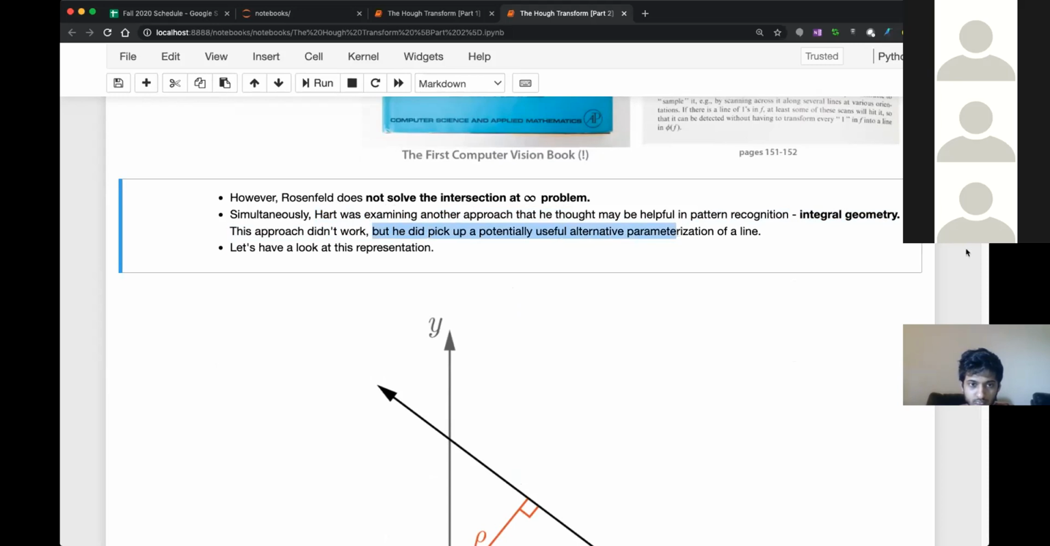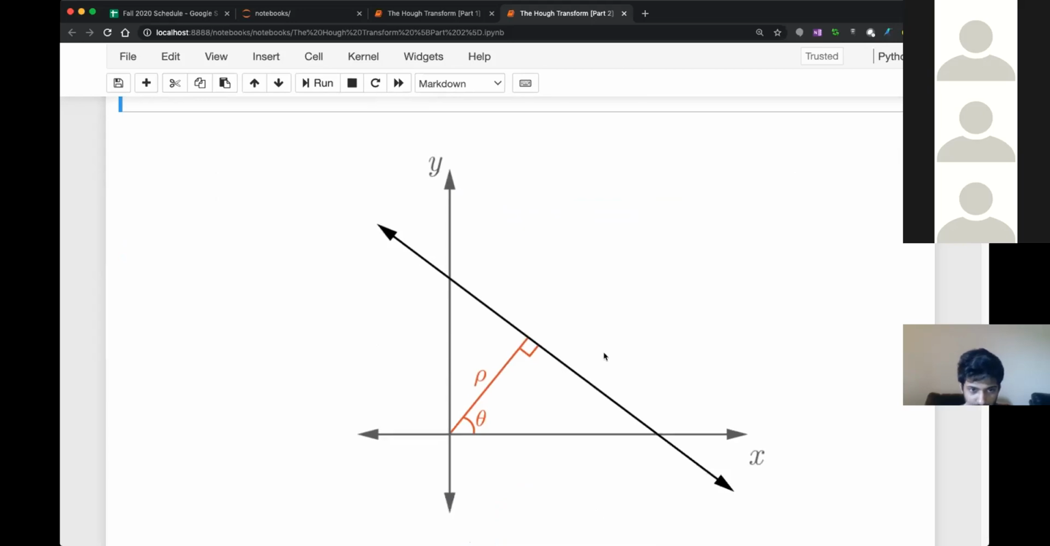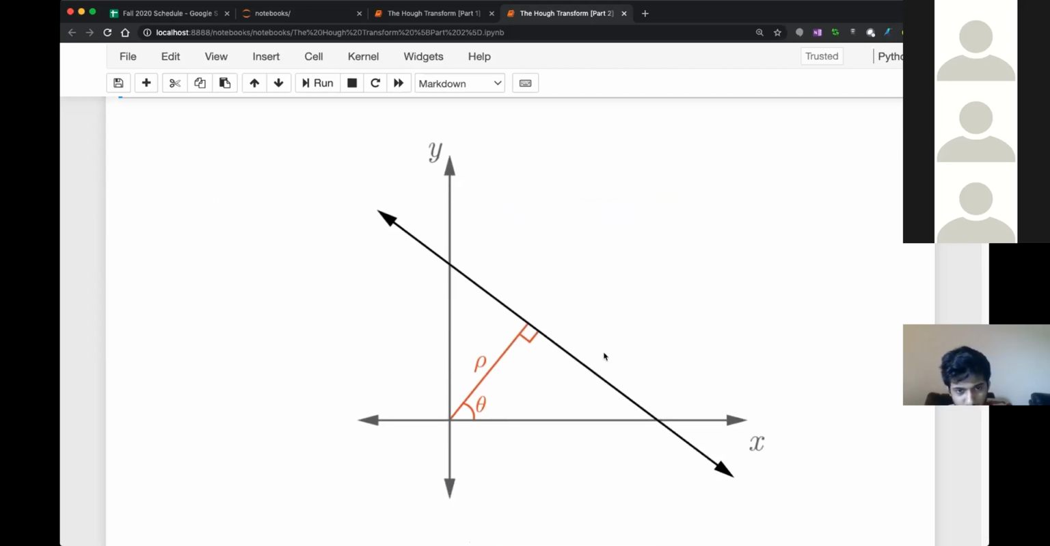So I think most of us learn the representation of a line, y equals mx plus b or something like that, the slope-intercept form of a line. But there's a whole other representation that's actually way more helpful here. And it's this angle radius representation. So let's look at this for a second.